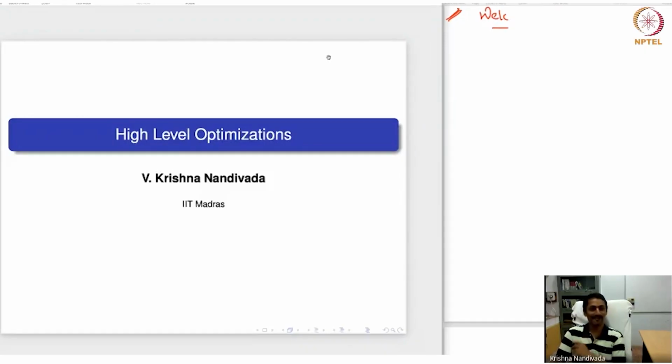Ramakrishna said, I am half of him, I am only Krishna. And I'll be talking about optimizations to start with, then focus a bit more on high-level optimizations. We'll explain what they are.